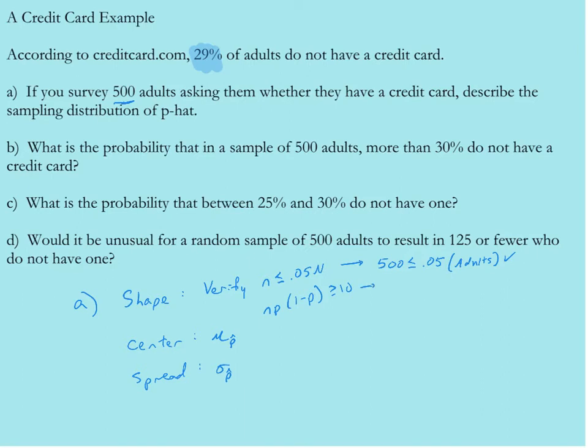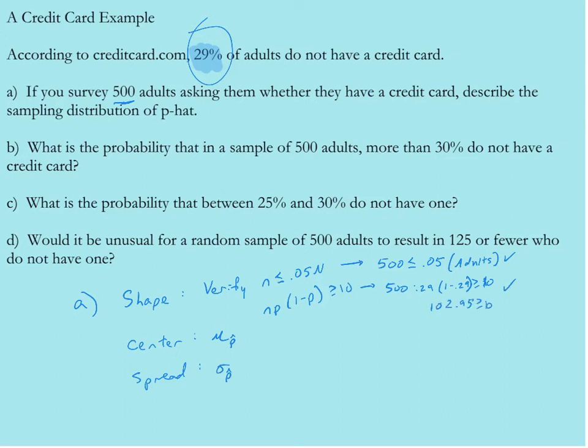And then we verify that little n, 500, times p, which is 29%, 0.29, that's the given percentage, times 1 minus p, is greater than or equal to 10. Hopefully it is. Check it in your calculator. That should just be a 10 there. So let me type this in here. 500 times 0.29 times 1 minus 0.29 is 102.95, which is greater than or equal to 10.